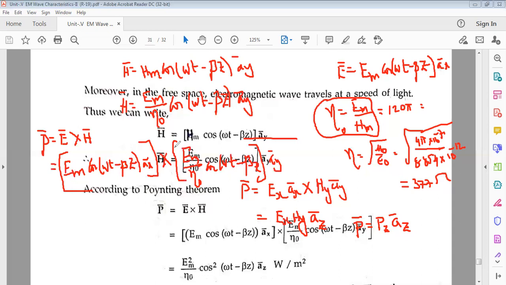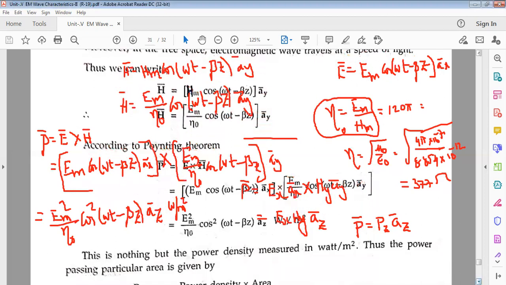Okay, so this is the magnitude only. Em into Em means Em square by eta naught, and cos(omega t minus beta z) times cos(omega t minus beta z) is cos square(omega t minus beta z), and Ax cross Ay is Az bar. Okay, now it is power in watts per meter square, volt-ampere per meter square, or watts per unit area: Em square by eta naught cos square.